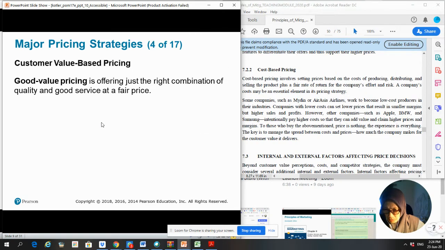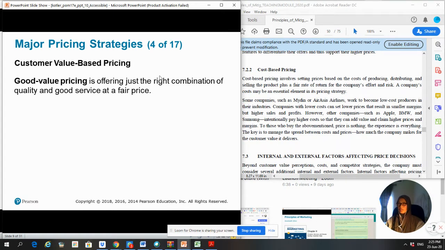Then the next one is good value pricing. This is a combination of quality and good service at a fair price. As customers, they search for the lowest price, but still they are expecting that with a low price, they will get a fair quality. It means that the quality and the price they pay are parallel. Sometimes when you go to Mydin, we are not expecting very much, but then we look at some products and some of Mydin's products offered might have certain good value as other stores offer.